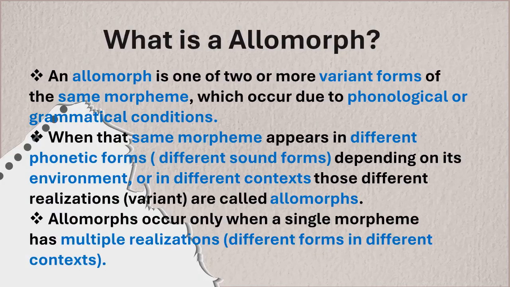Now that we understand what a morph is, let's talk about something closely related, the allomorph. An allomorph is one of two or more variant forms of the same morpheme.